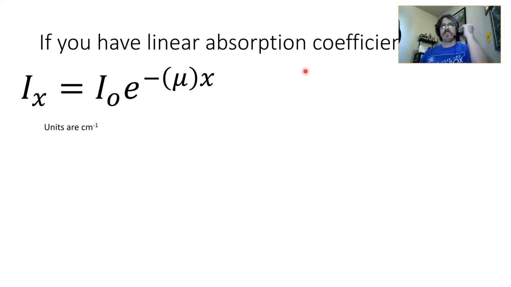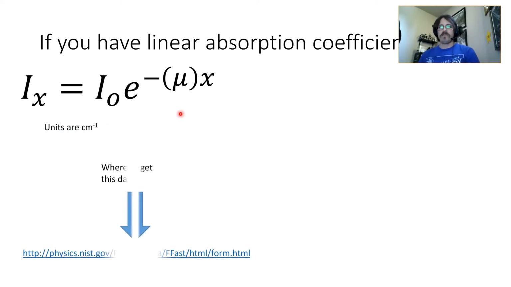If you have the linear absorption coefficient, your Beer-Lambert law changes, right? So if you have the linear absorption coefficient, which is strictly mu, and the units of mu in this case are centimeters to the -1, you don't have to worry about density. And the question is, well, where do I get this data? Because sometimes this data is actually hard to find.